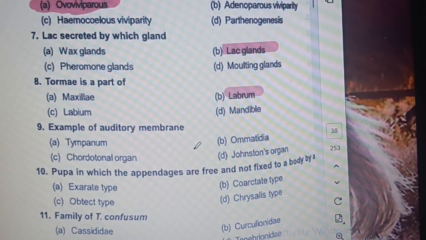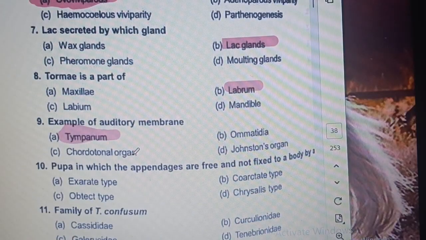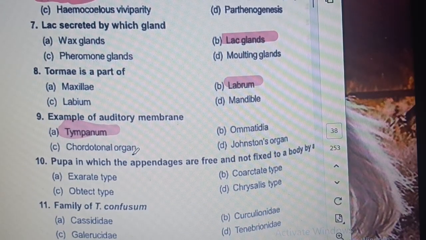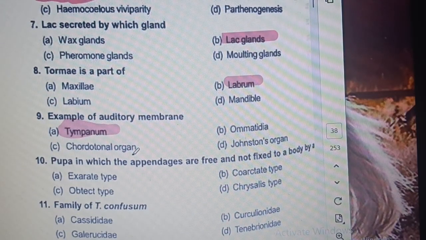Next question is an example of an auditory membrane. So the auditory membrane is the tympanum. In Acrididae, those are short-horned grasshoppers, the tympanum is present in the first part of the abdomen, and in Tettigoniidae and the other long-horned grasshoppers, it is present in the foretibia.